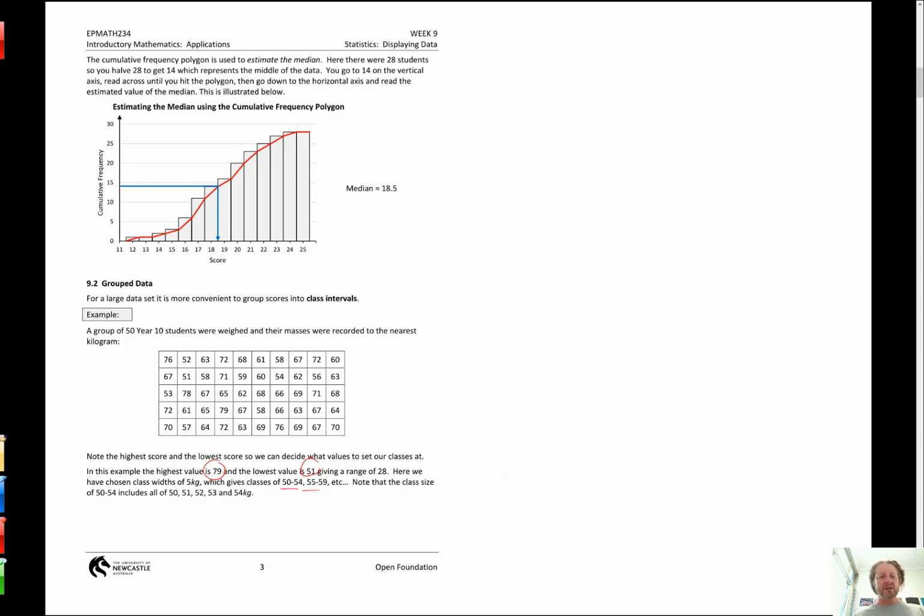Okay, so, like it says here, 50 to 54 is inclusive. We don't double up. We don't say 50 to 55 and then 55 to 59. Then where would 55 go? 50 to 54 is clear. 55 to 59 is clear.